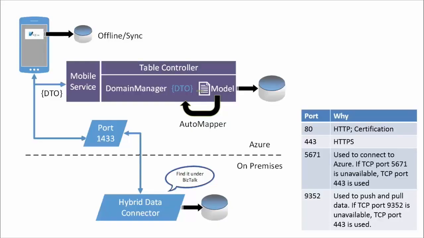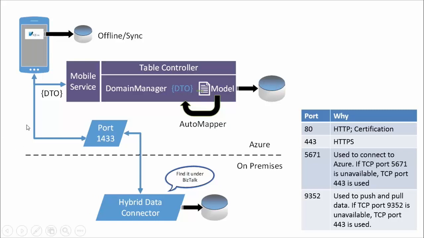I'm going to take one little scenario to show you how this might work. On the right-hand side of this particular slide, you see what ports we need to open and why. You need to open port 80 for HTTP, 443 for HTTPS, and of course we need 5671 open, and we need 9352 open. If those ports aren't available, they'll try to use another port.